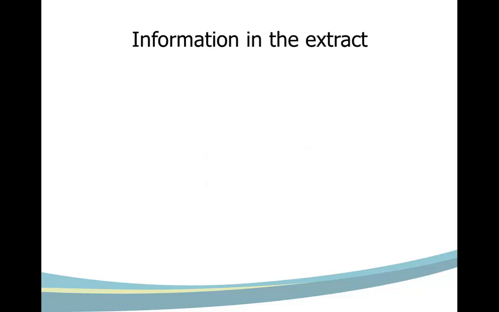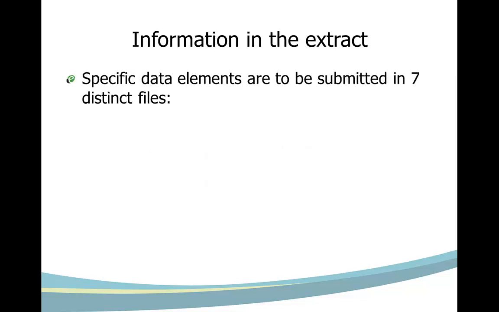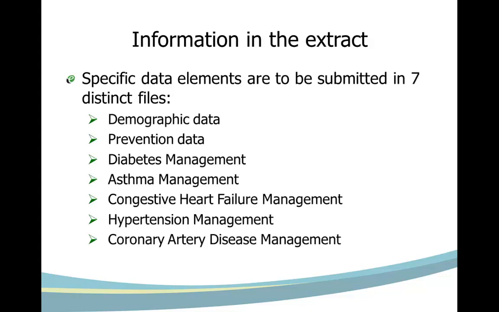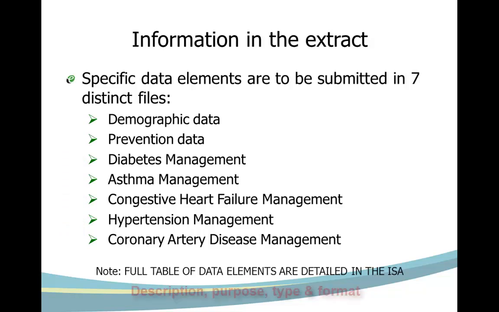The following series of slides will describe the information contained in the extract. There are a series of specific data elements that are to be submitted in 7 distinct files as follows: demographic data, prevention data, and then data from 5 chronic diseases structured after the CDM billing tariff: diabetes, asthma, congestive heart failure, hypertension, and coronary artery disease. Please note that a full table of the data elements can be found within the Information Sharing Agreement, including the data element description, purpose for or patient population that is relevant to that element, along with the type and format of the element within the extract.